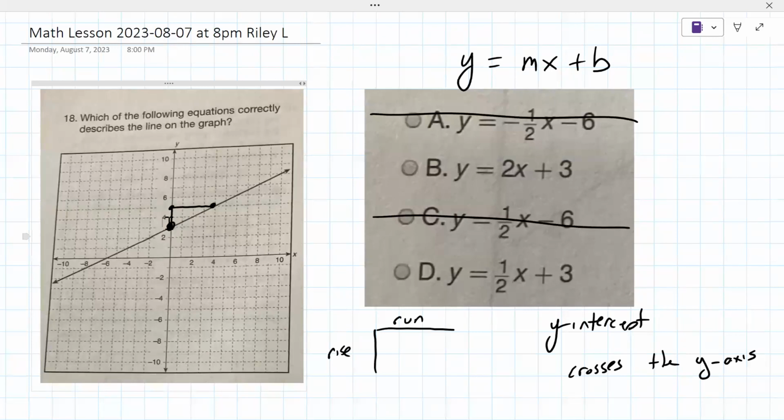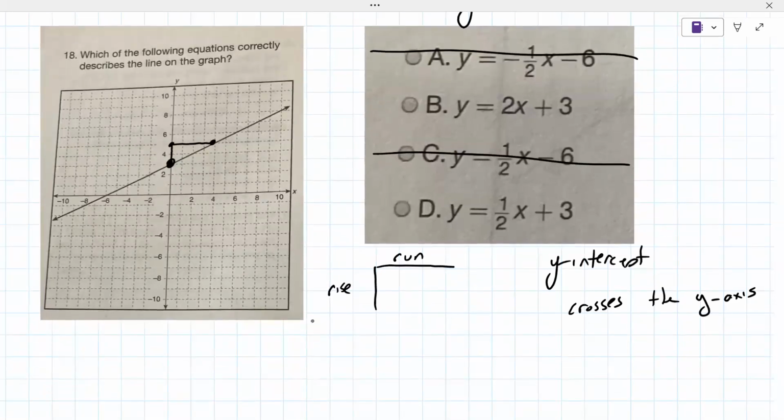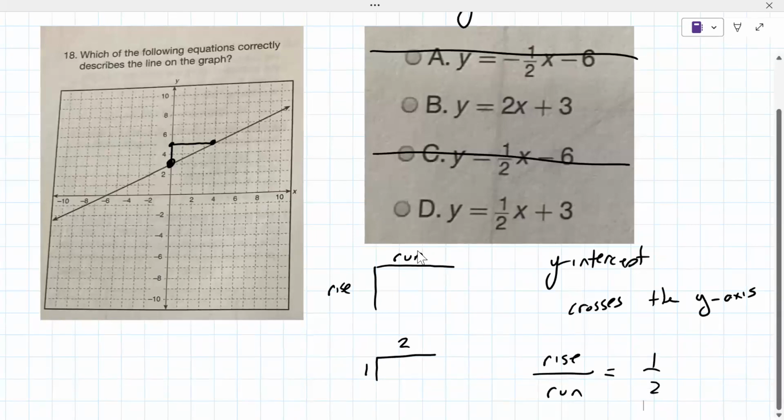I know it's hard through a screen, but it might be good to look at the book too. Okay, so I would go from 3 to 4, right? Yes, it is 1 and then 2. Okay, the rise goes on top and the run goes on the bottom. So what is the rise over the run? 1/2. So that is your slope. So which is the answer, B or D? B.